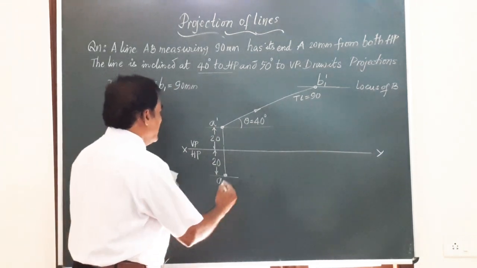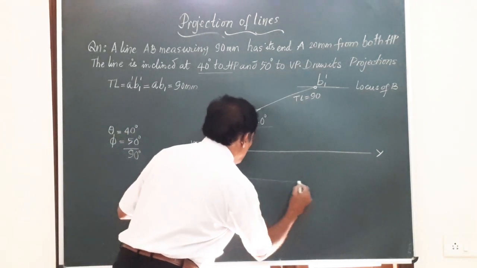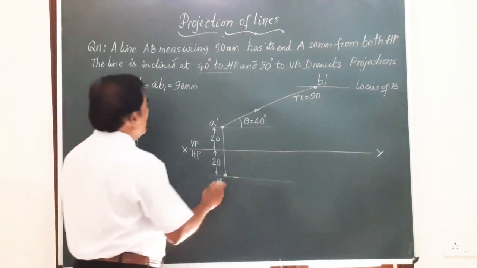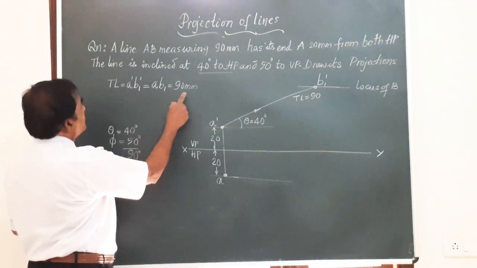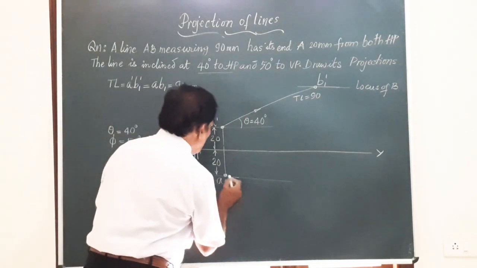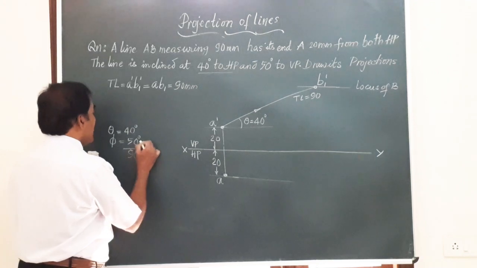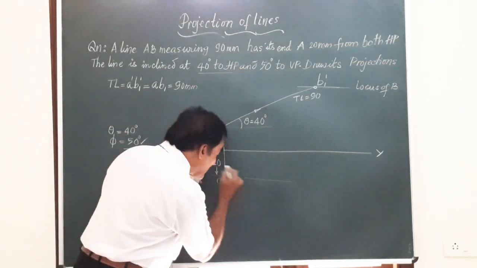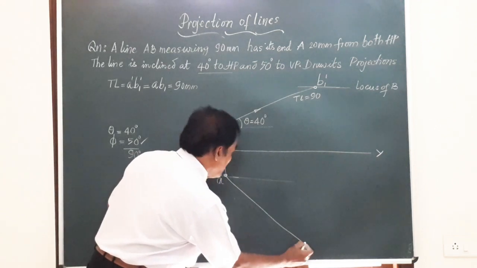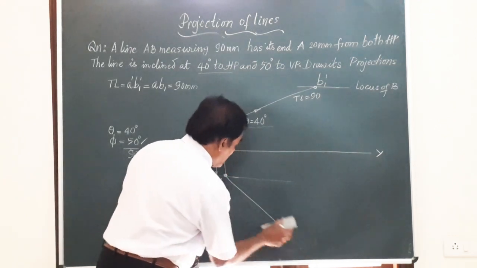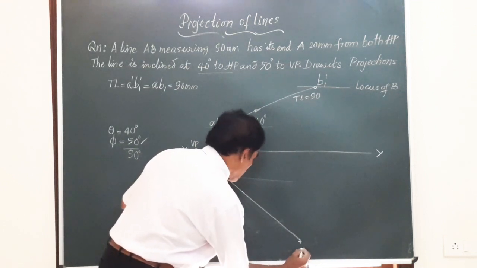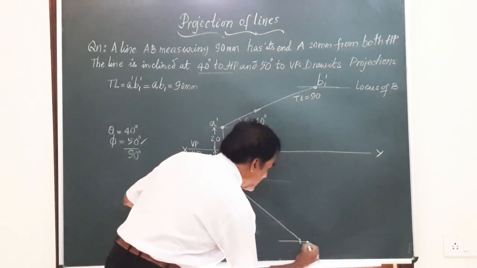Friends, on the same line, let us draw the true length in the top view. So here we have the end A, the true length is AB1. So how to draw that? Here that angle is given to us. The angle is 50 degrees. So from the point A, I am going to mark a straight line of length equal to 90 mm, and mark the locus.